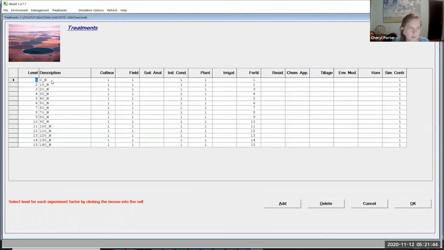So you were to have set up a variety of, or a range of nitrogen application rates. And so your actual file X may look quite different from mine because these are the nitrogen rates that I chose to use, but yours may be different.